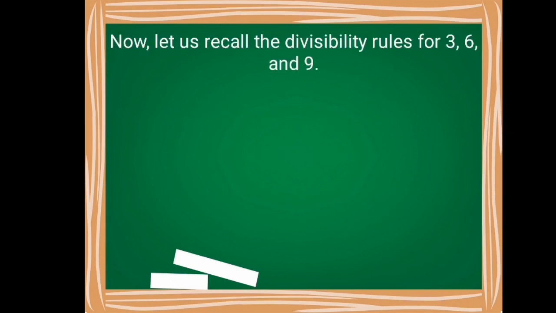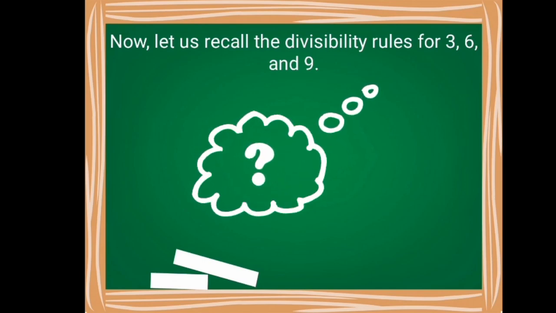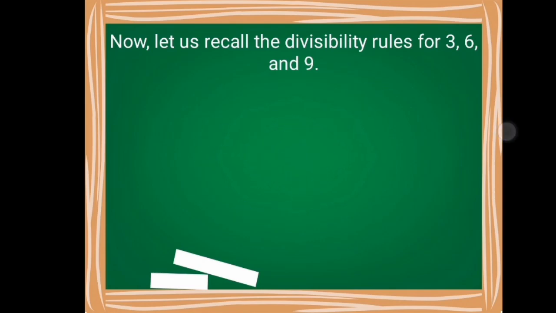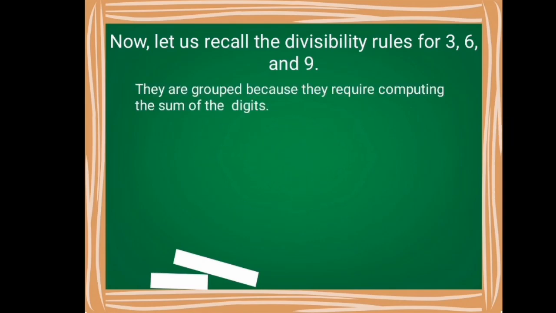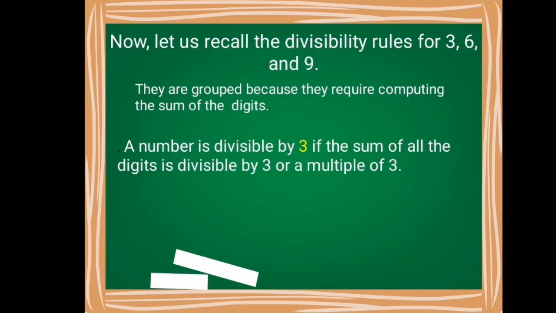Now, let us recall the divisibility rules for 3, 6, and 9. Paano natin malalaman kung ang number ay divisible by 3? Sabi, these three numbers are grouped because they require computing the sum of the digits. A number is divisible by 3 if the sum of all digits is divisible by 3 or a multiple of 3.